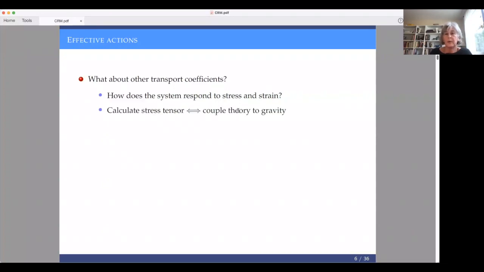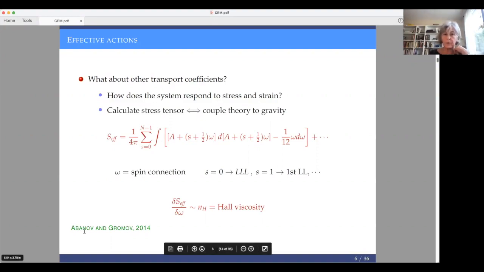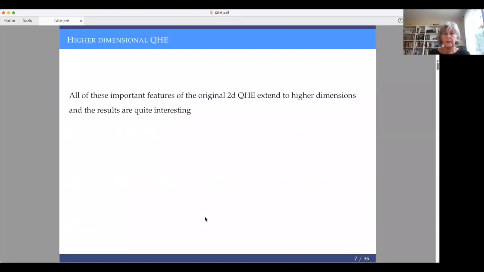So for that, one has to couple the microscopic theory to gravity, calculate the stress tensor, and the effective theory that comes out of this, once one integrates out the fermions, is of this form. This was derived by Bradlyn and Read back in 2014. And this omega is the so-called spin connection. S enumerates the different Landau levels. And we see here the coupling between omega and A, the so-called Wen-Zee term. And if one varies this effective action with respect to the spin connection, one finds a new transport coefficient, the so-called Hall viscosity.